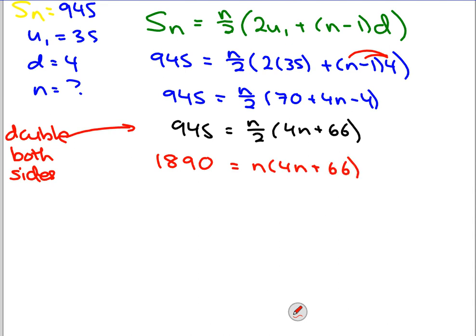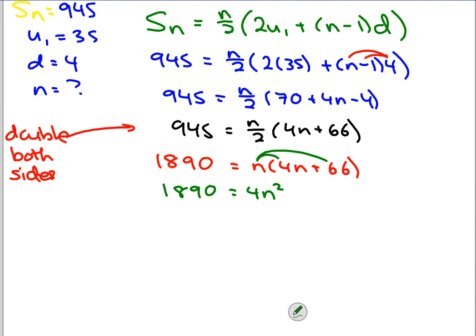What would you do from there? If you could expand, yeah, expand is good. Expand works. So it becomes a quadratic. So you have to subtract this and it equals 0. Yeah, and then solve the quadratic. Good.